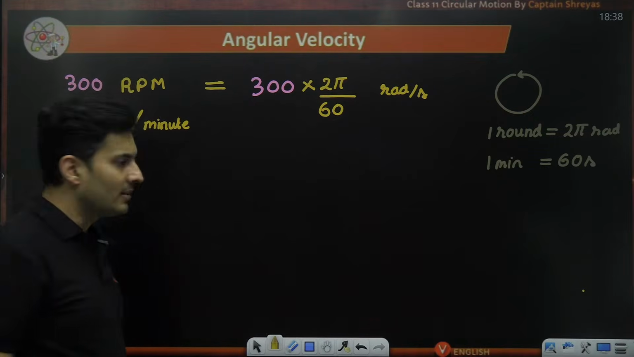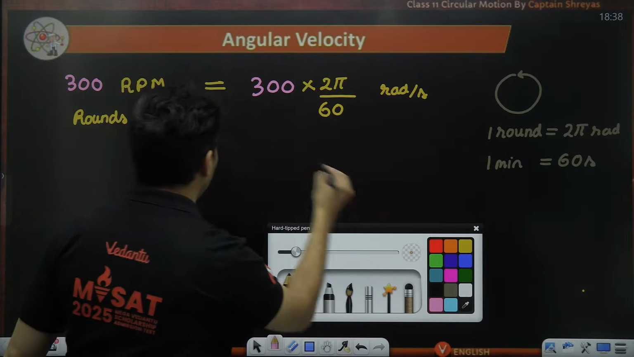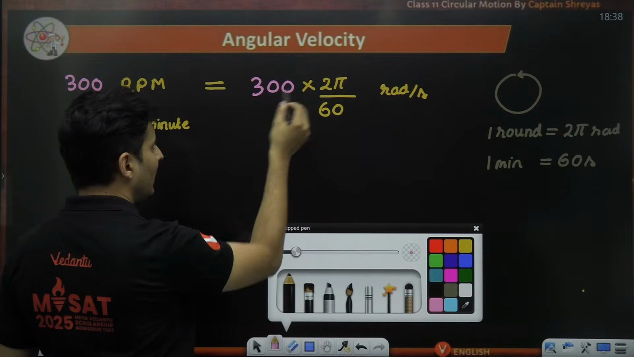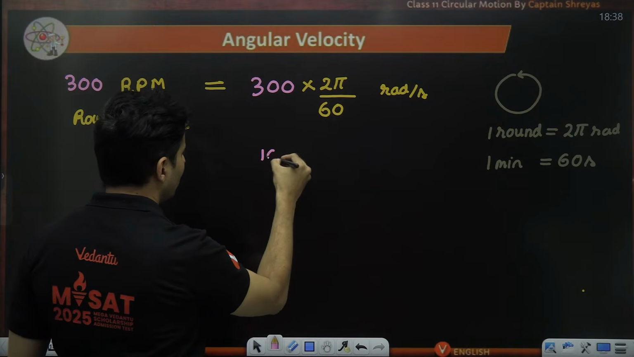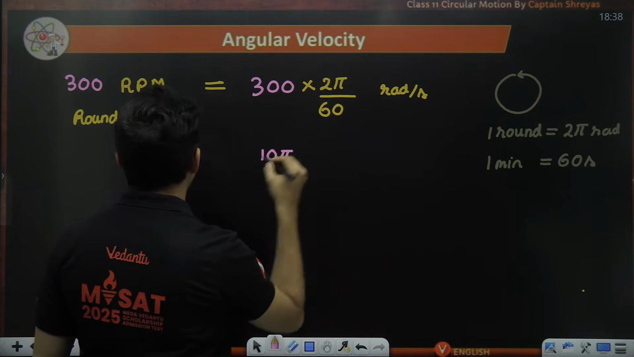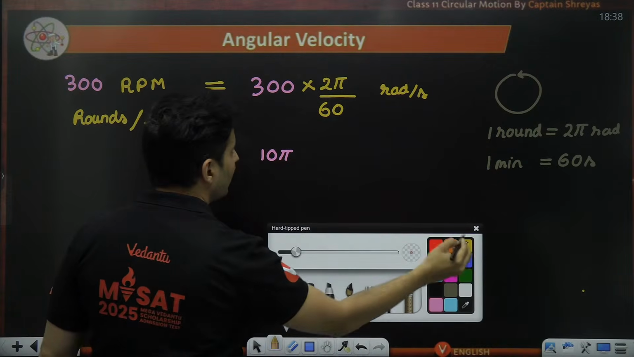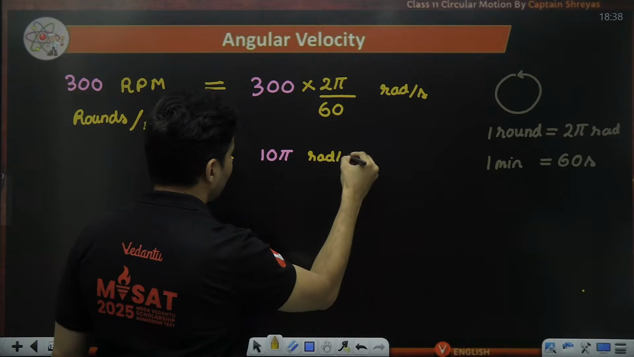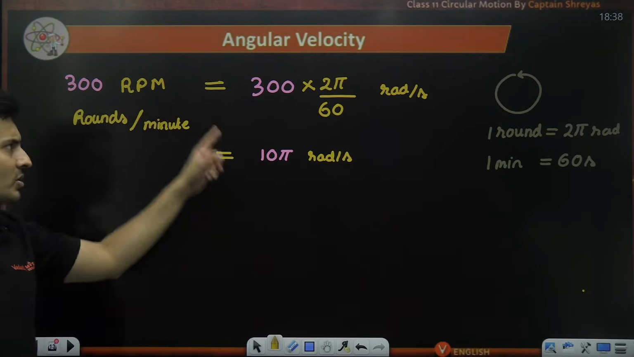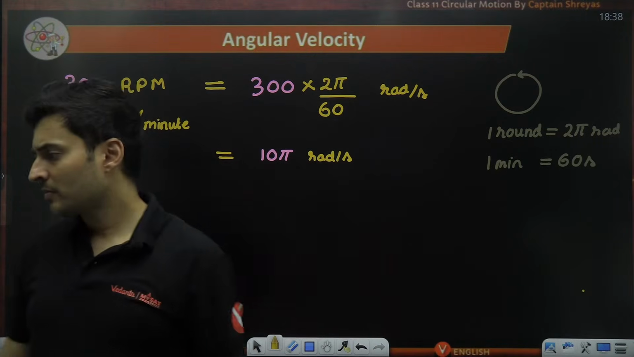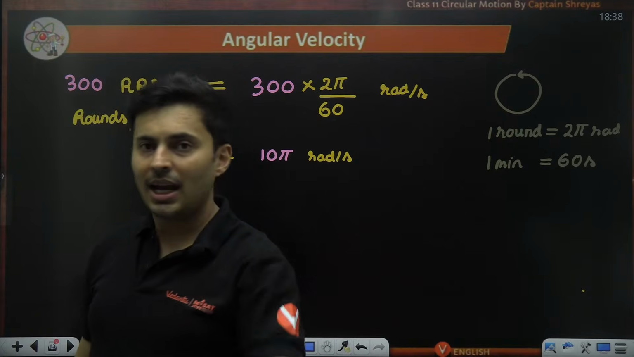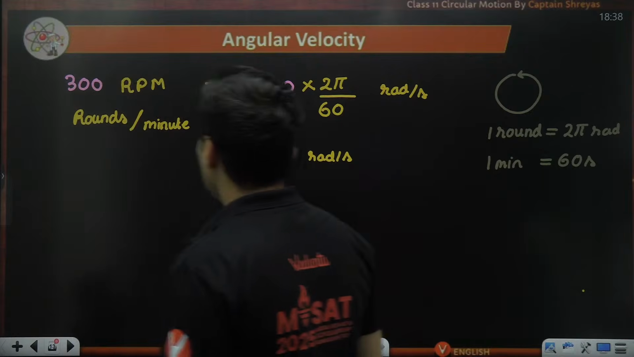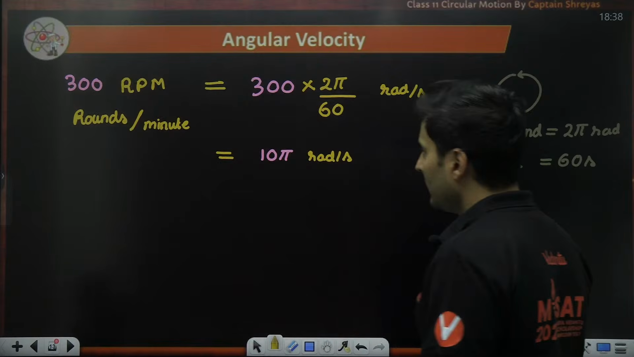Many times you are going to see this. So in this case, the final answer will be 60 goes with 30, 5 times, 5 twos are 10. So it will be nothing but 10 pi, and this will be radians per second. So the answer will be 10 pi radians per second. Got it, my dear students, how to get the conversion between RPM and radians per second. Rounds, revolutions, whatever you want to call it.